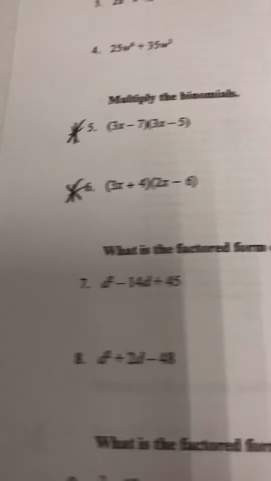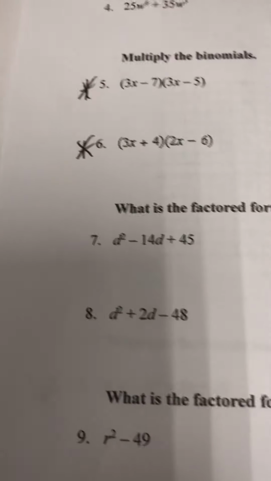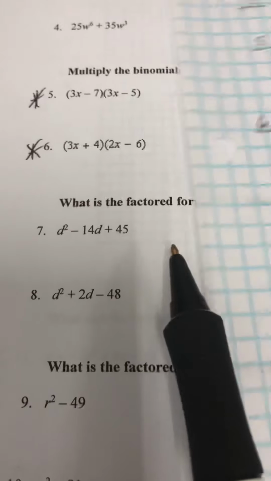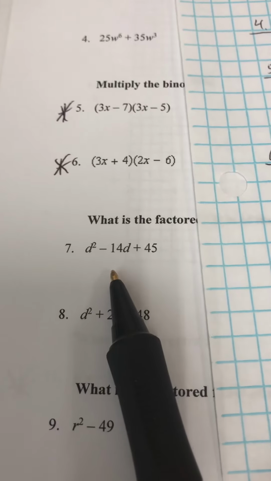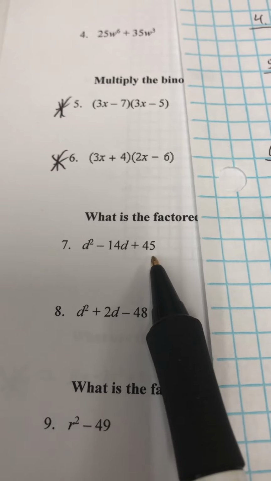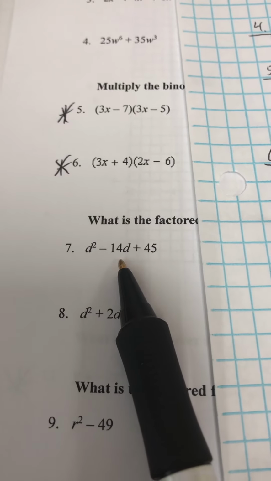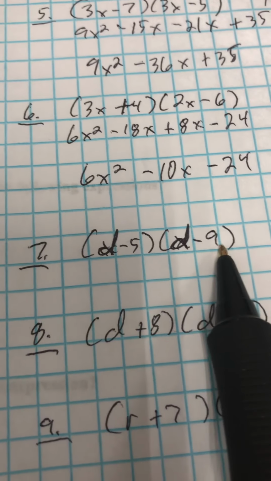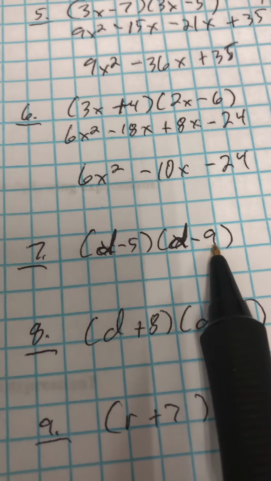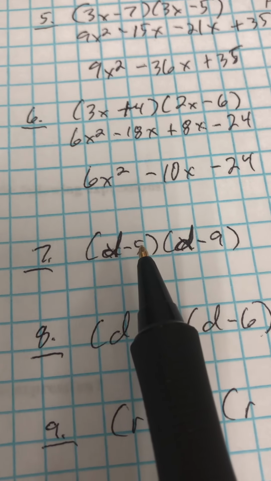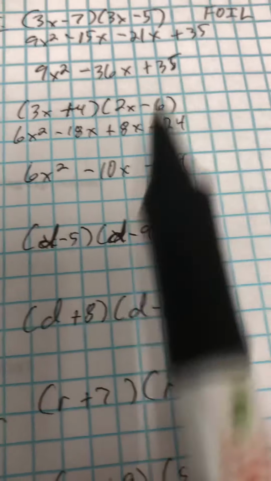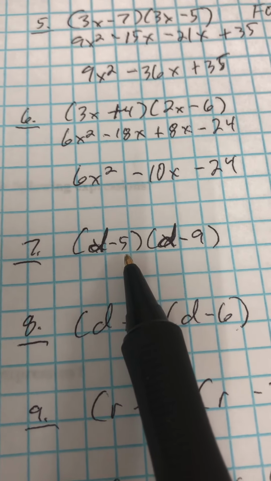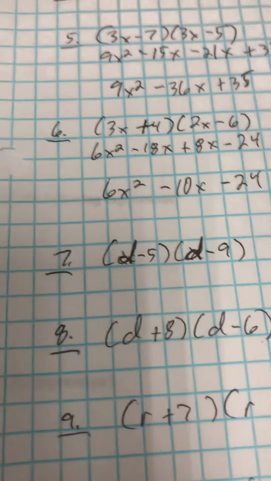All right, taking a look at number 7. For number 7, what is the factored form of the following expressions? So for this, we just have to think of what two numbers do we multiply to get 45, and we add and get negative 14. Well, that would be negative 5 and negative 9. Multiplying these two negatives would give you a positive 45. And then adding these up, when we think of FOIL backwards, outside and inside, a negative 9 plus a negative 5 would give you a negative 14d.